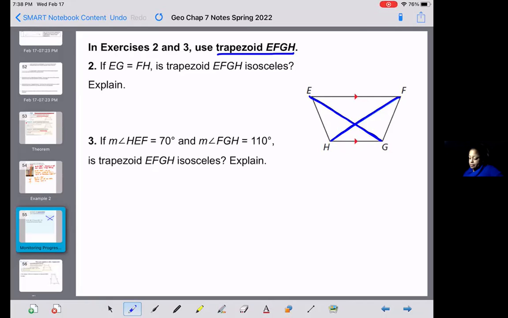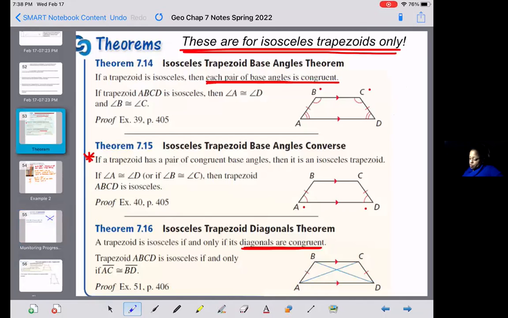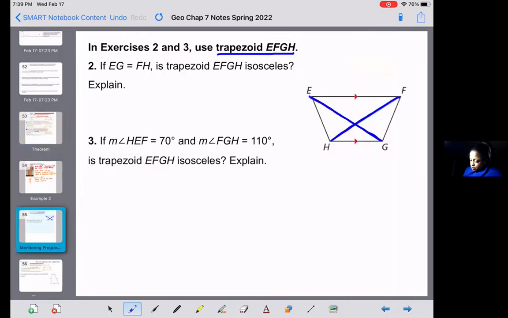Let's go back to the theorem. So there's this theorem right here, which says a trapezoid is isosceles if and only if its diagonals are congruent. That means that it goes both ways. That means that if the trapezoid is isosceles, then the diagonals are congruent. Also, if a trapezoid has congruent diagonals, then it's an isosceles trapezoid. That's what that if and only if means. If you remember from chapter 2, it goes back and forth. All right, so the answer is yes.